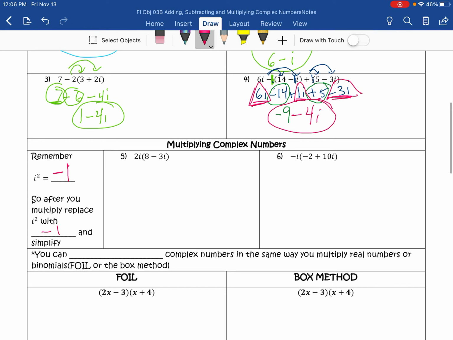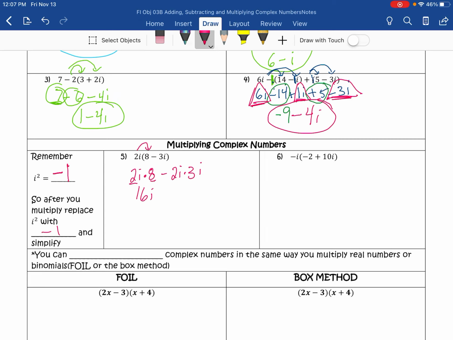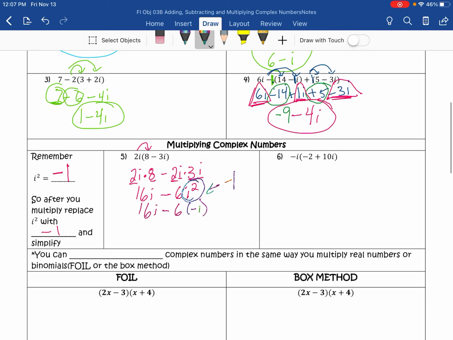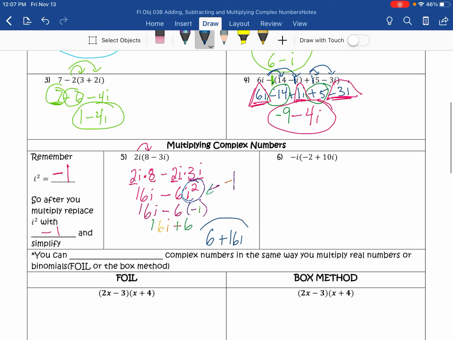So these first two are just simple distributive property. So this is going to be 2i times 8 minus 2i times 3i. I multiply my numbers, 16i, and you don't have to do this every single time, minus 2 times 3 is 6, i times i is i squared. Now, like I said, when you have an i squared, you replace it with negative 1. So I'm going to rewrite this. This is going to be 16i minus 6, but instead of i squared, I'm going to replace that with a negative 1. So I have 16i plus 6. I want to write it in standard form, so I need to make sure that I write my number first, and then this is 6 plus 16i, and that's your final answer.